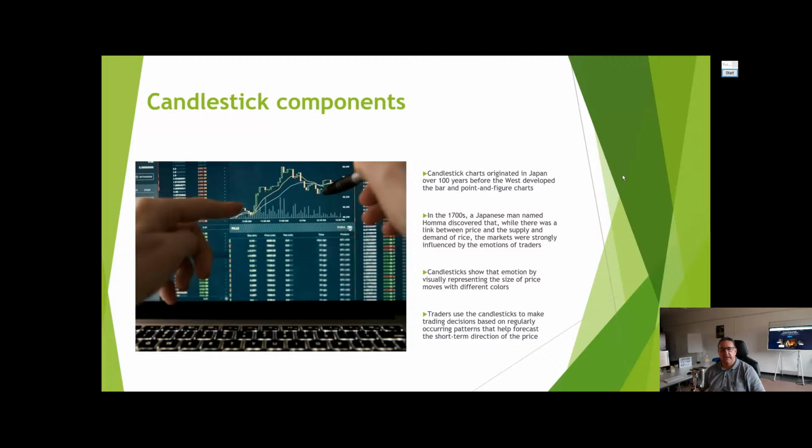Candlesticks show that emotion by visually representing the size of the price moves with different colors or expressions. And traders like you and me, we use candlesticks to make trading decisions based on regularly occurring patterns that help forecast the short-term direction of the price. That's what I show you.